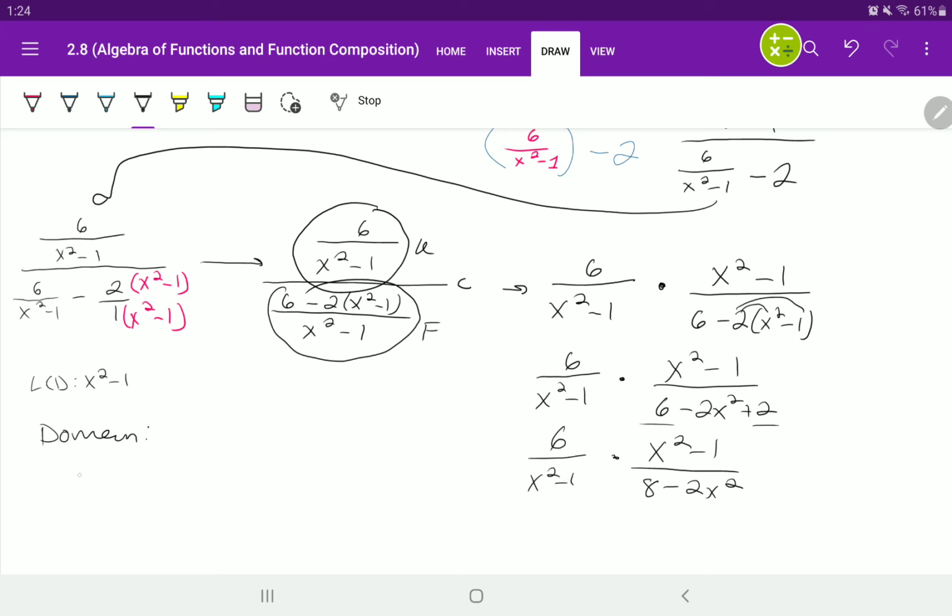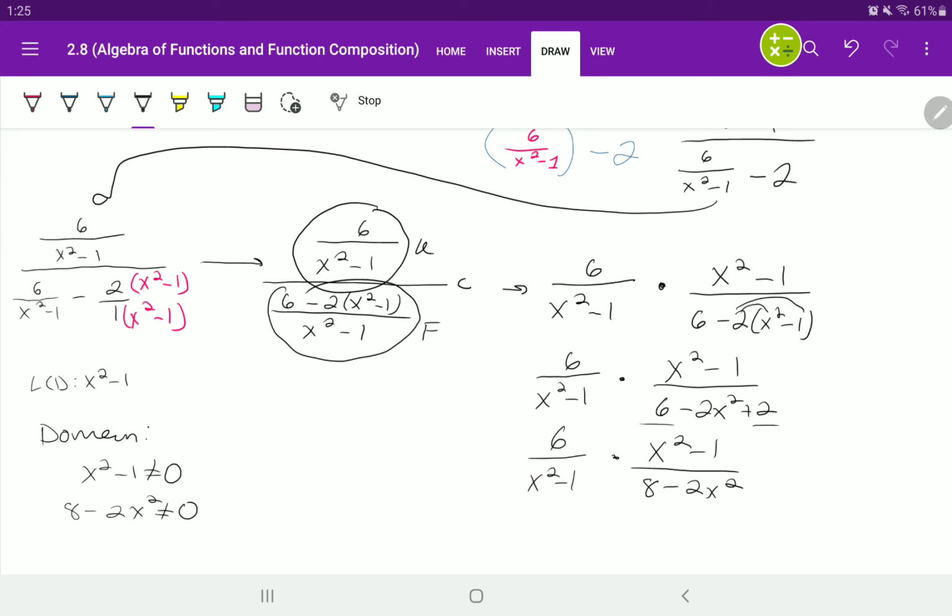I want to take x squared minus 1, set it not equal to 0, and solve for x. And I also want to take my other denominator, which is going to be 8 minus 2x squared, set it not equal to 0, and solve for x. Because I have two fractions, therefore I must set both denominators not equal to 0 and solve for x to find the domain of my function.